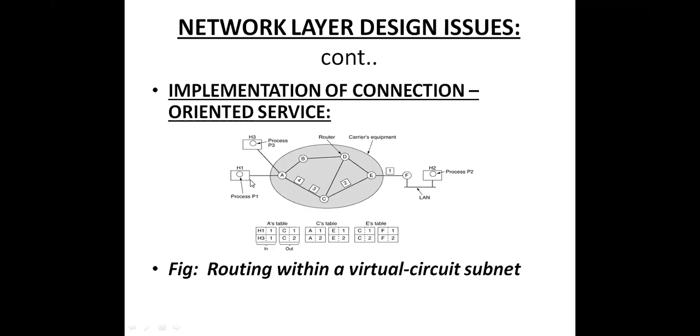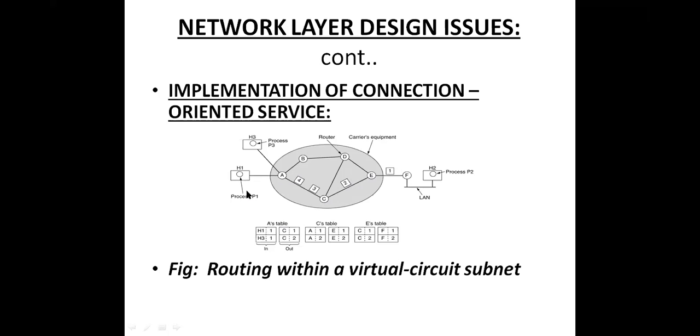If you observe here, H1 to A, this is A's table, using virtual circuit number 1. Whenever A takes the incoming packet, it forwards it to C. This is the connection. I repeat, follow the cursor. This is the connection setup. All the packets need to be forwarded along the same route. This is connection number 1.